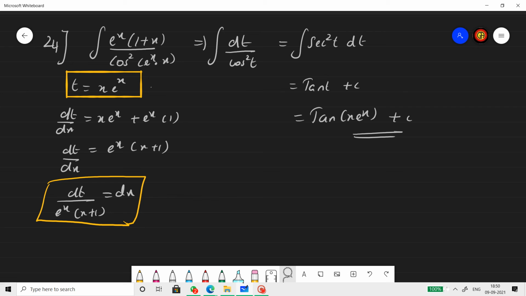So eventually the numerator term will get cancelled. So therefore the sum will get transformed to dt by cos square t, because you have taken e power x into x as t, so this will become cos square t. 1 by cos square t integration, before integrating take it as secant square t, then integrate it, so tan t, substitute t back into the answer.